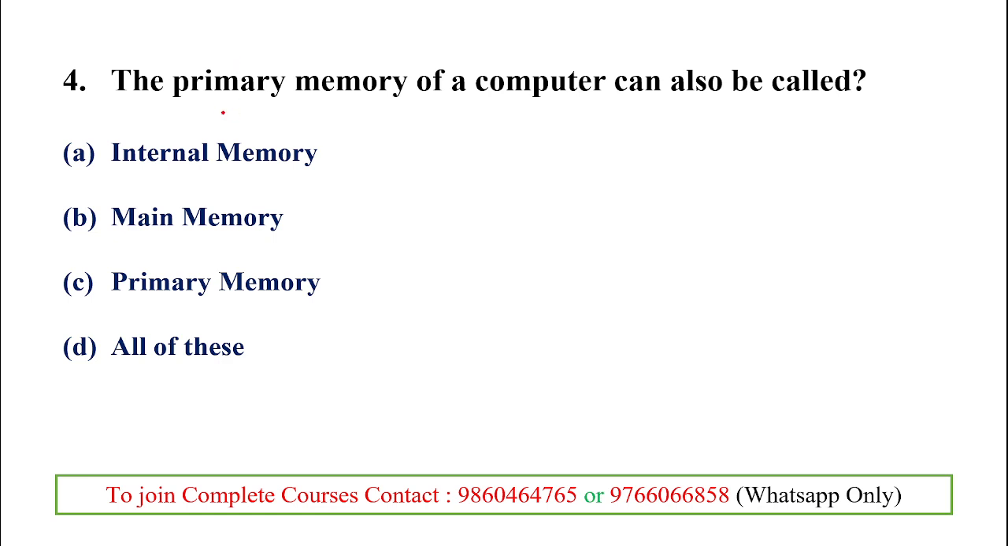And then the primary memory of a computer can also be called... Here, primary memory is another name for main memory, and it is also called in other ways too. All of these are right answers. Primary memory can be called internal memory, main memory, and also primary memory. And you can also call it the actual memory. Clear?